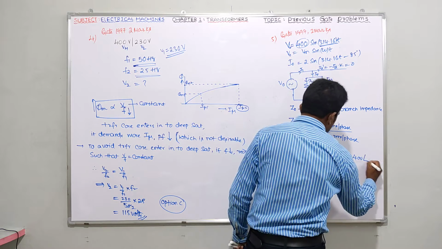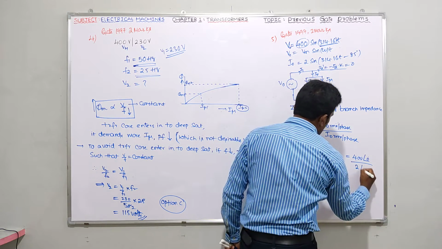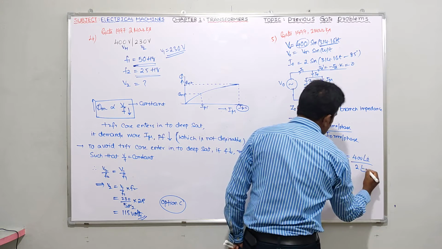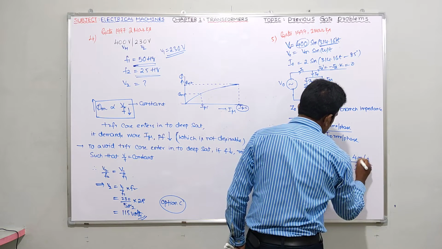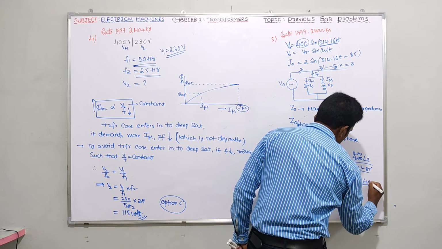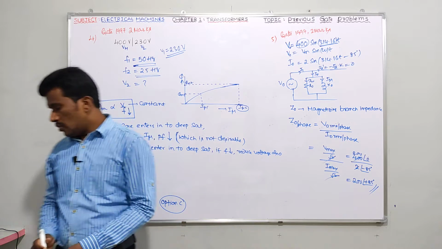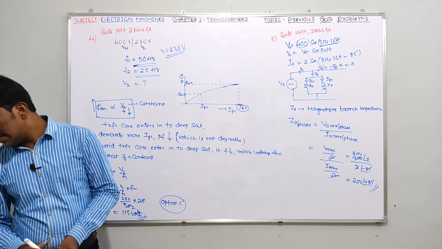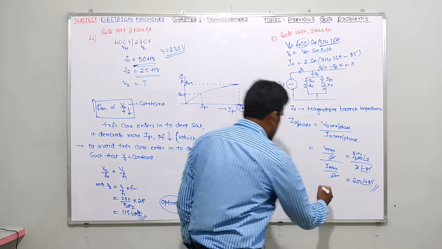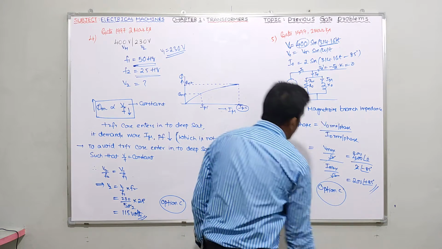So 400 at an angle 0 degrees by, so I max will be how much? 2 at an angle of minus 85 degrees. So the answer is 200 at an angle of what? Plus 85 degrees is the answer. So 200 at an angle of plus 85 degrees. Option C is the answer. Please make it fast. Option C is the answer.